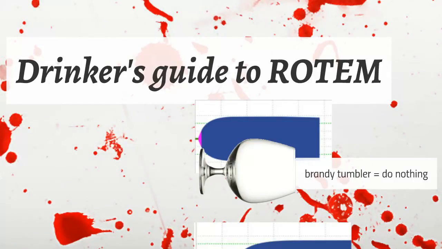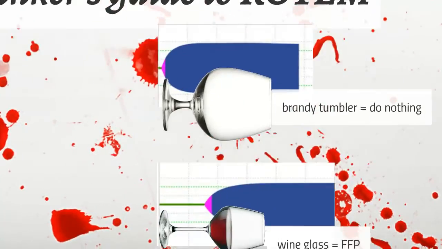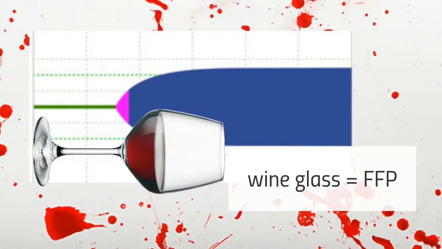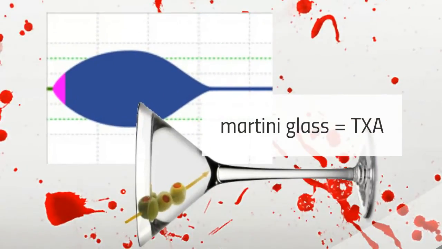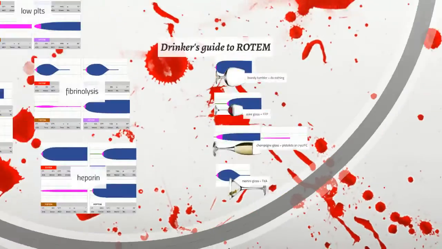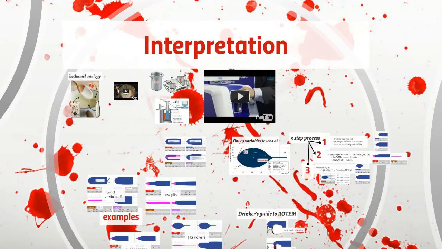So if you see a brandy tumbler, that's normal. If you see a wine glass, that's a prolonged clotting time. The answer might be FFP. If you see a champagne flute, then the answer might be platelets or cryo, depending on the FibTEM. If you see a sideways martini glass, then the answer might be TXA, depending on the APTEM. So that's a bit about interpretation.